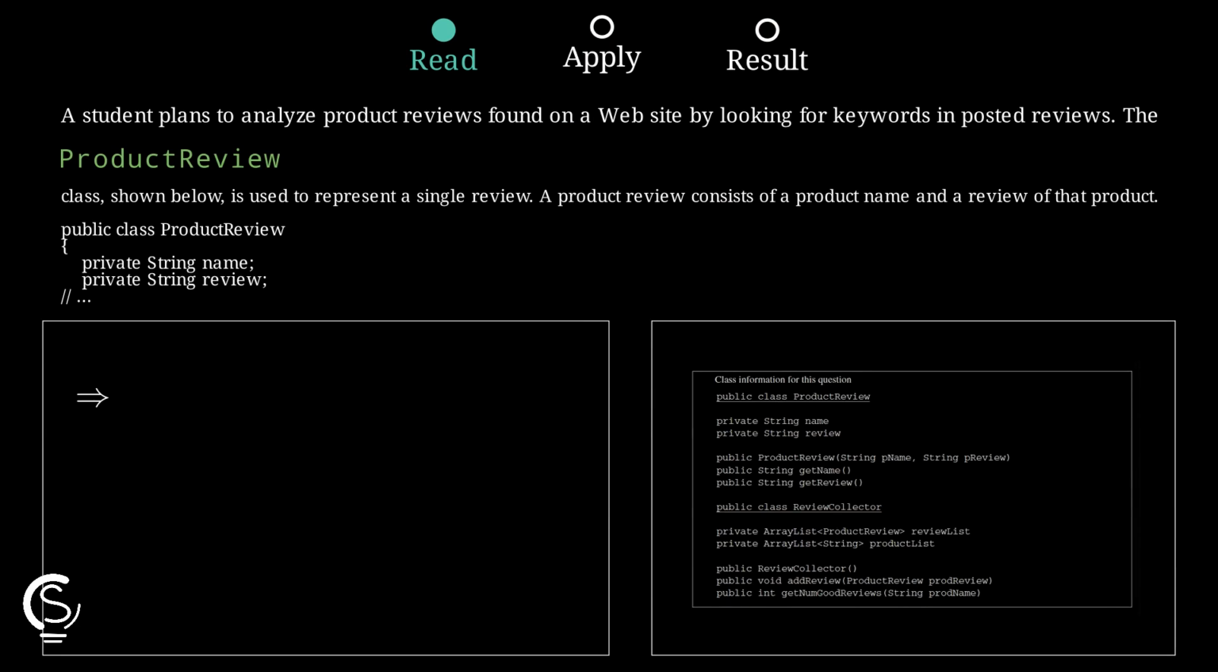For Part B, getNumGoodReviews should examine every product review in reviewList. For each review, first check whether its product name matches prodName using equals. If it matches, then check whether the review text contains the lowercase substring "best".